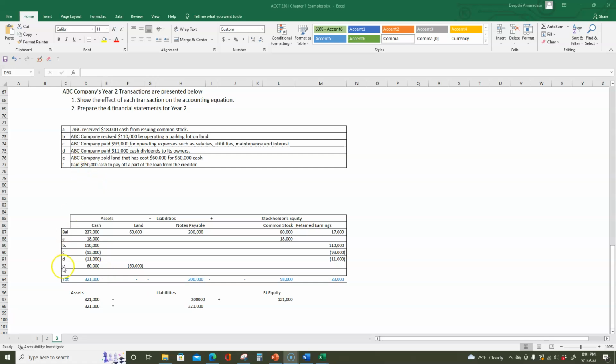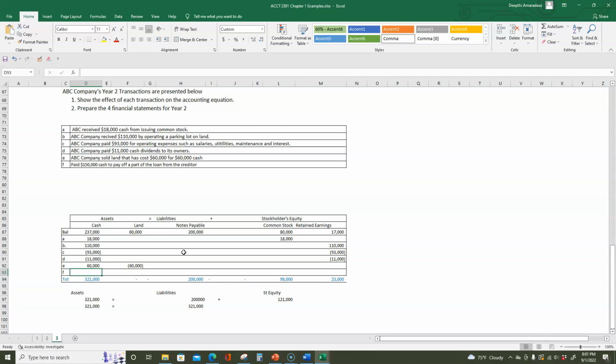Finally, let's look at transaction F. It says we paid $150,000 cash to pay off a part of the loan from the creditor. So what's happening here? We have a loan. How much is the loan? The loan is $200,000. If you look at year one's transaction, we borrowed some money from a creditor and received $200,000 cash. And that debt is shown here. Now we're paying off some of that debt. We're not paying it all off, we're only paying $150,000.